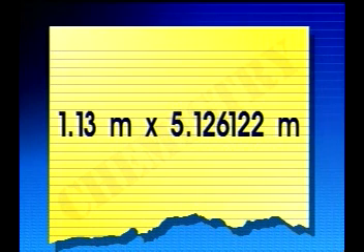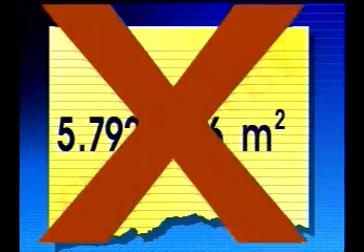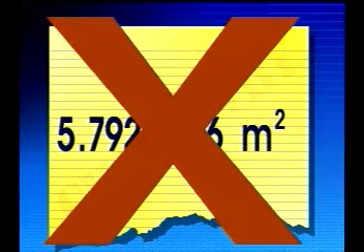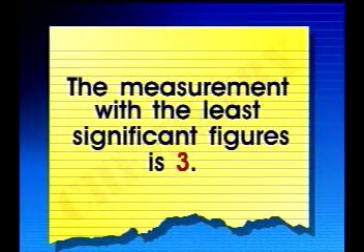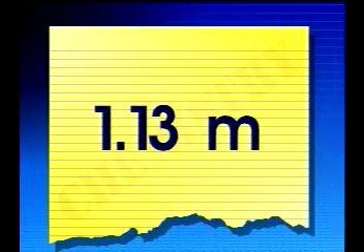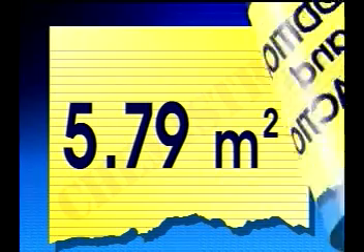The first number has only 3 significant figures. The second number being multiplied has 7. Following our rule, we may not use this answer which has 7 significant figures. The measurement with the least number of significant figures is 3, as in 1.13. So the product should be reported as 5.79 meters squared, which also has 3 significant figures.